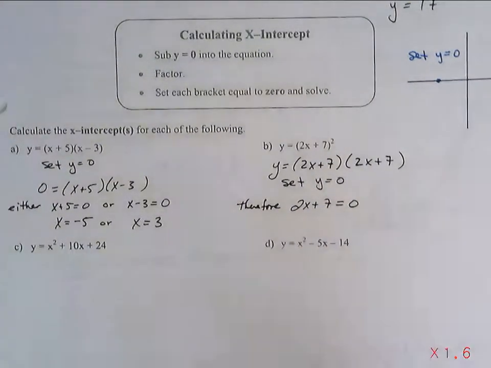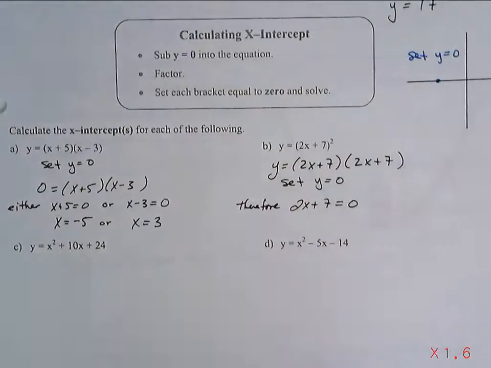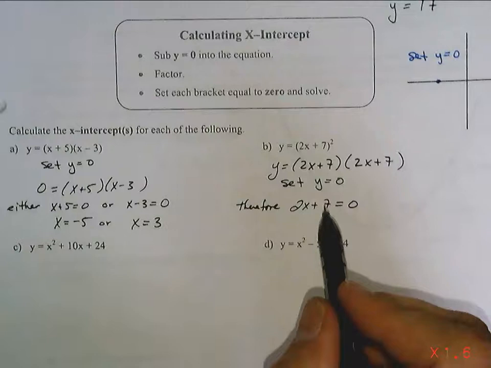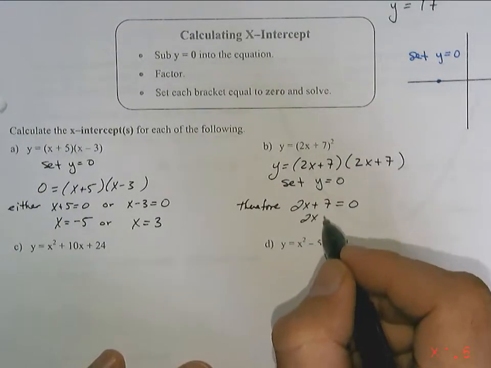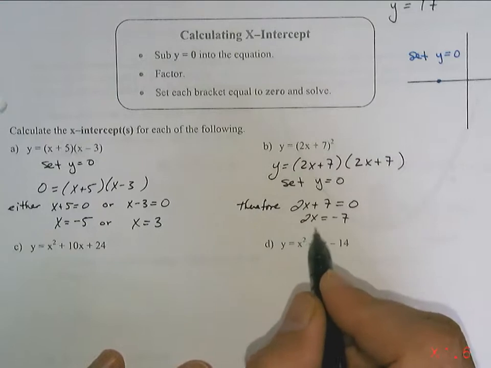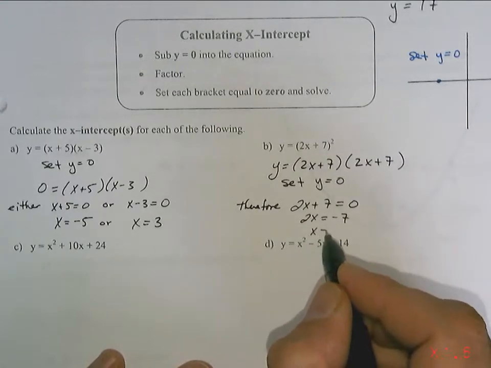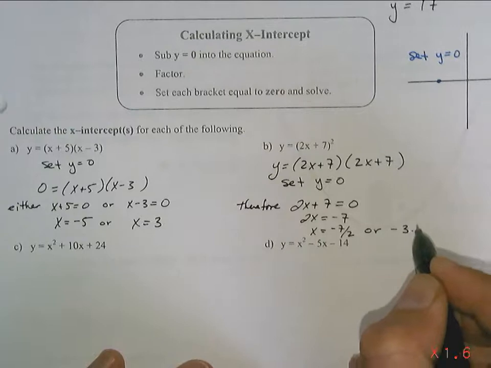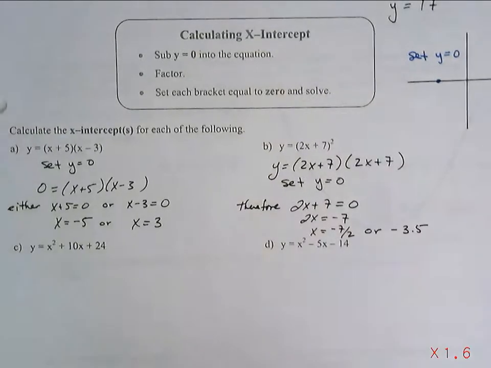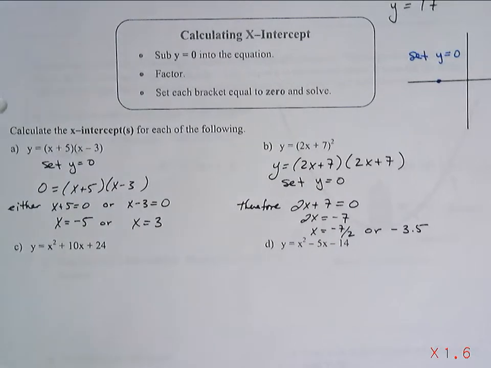Now, if you want to write either and write it out twice and do it twice, be my guest, but I'm not going to. Now, we got to do some algebra here. The 7 goes over to the other side. It becomes negative 7. We divide both sides by 2, and we get x equals negative 7 divided by 2, or negative 3.5. We don't have to do it twice because it's the same factor.